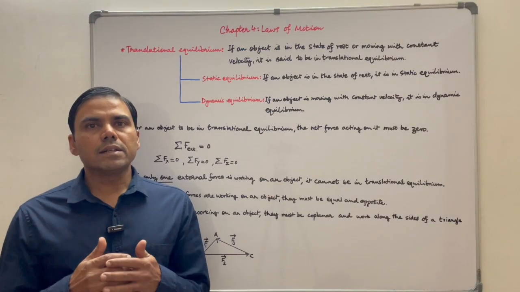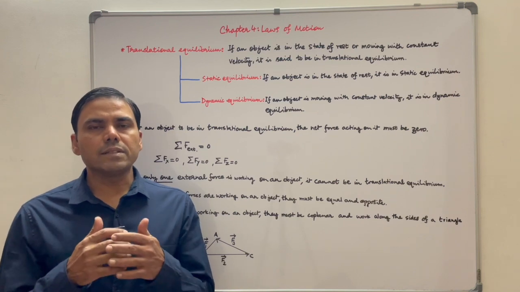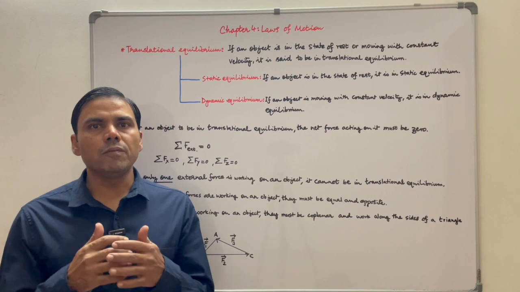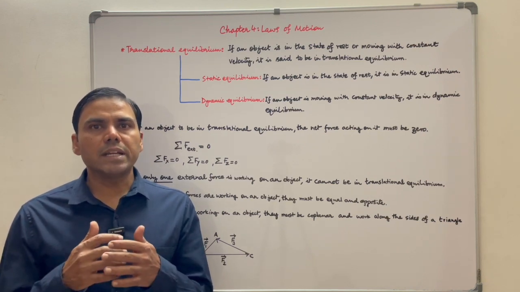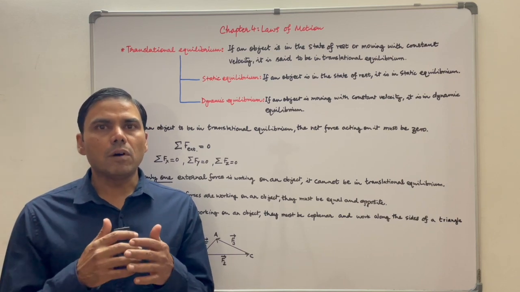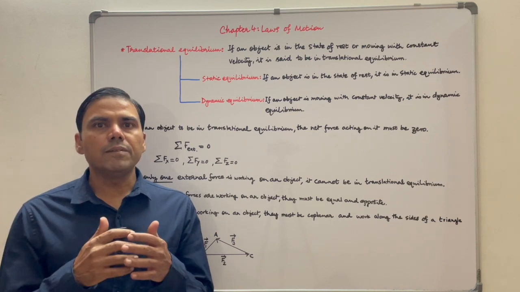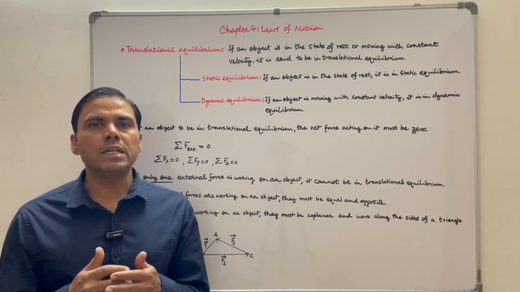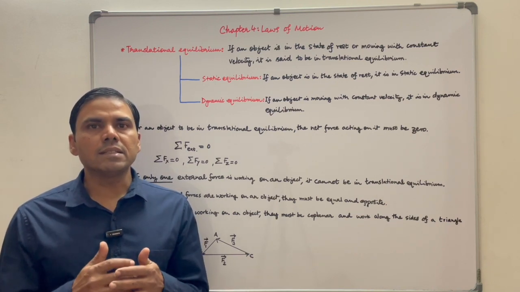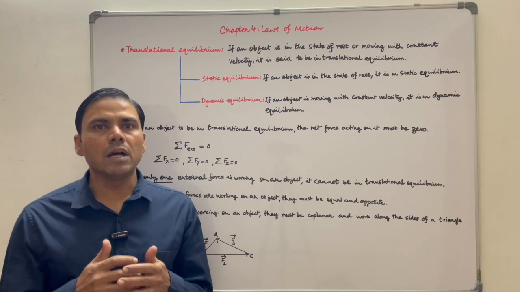Now let us understand translational equilibrium. An object is said to be in a state of translational equilibrium if it is at rest or moving with uniform velocity. Furthermore, it can be categorized as in static equilibrium or dynamic equilibrium. If the object is at rest, it is said to be in a state of static equilibrium. If the object is moving with uniform velocity, it is said to be in a state of dynamic equilibrium. In both cases, acceleration is zero. That means no net force is applied on the object.